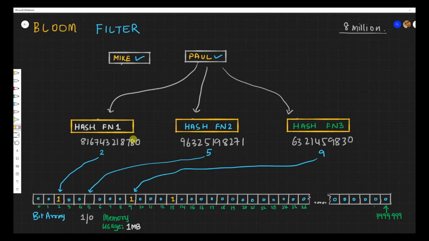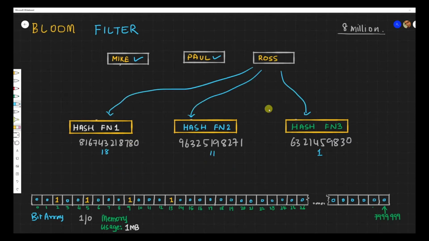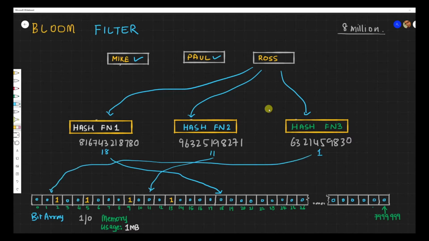So what I'm going to do over here is go ahead and change the 5 to a 1, right? And I know that Paul is safe, and I have said that, okay, it's fine. So similarly for Ross, we got 3 other numbers. So let's say 18 and it says 11. So we go over to those indexes and we change those bits to 1. We say all of them are 0, so we just change them to 1.